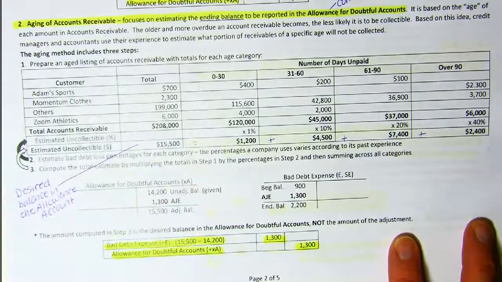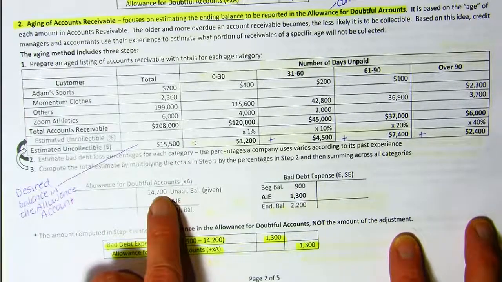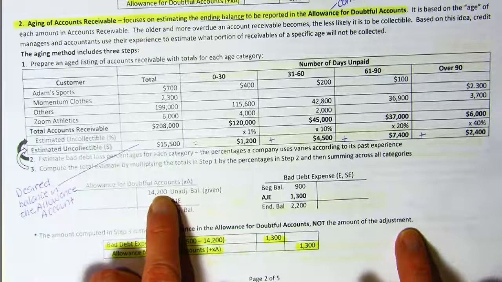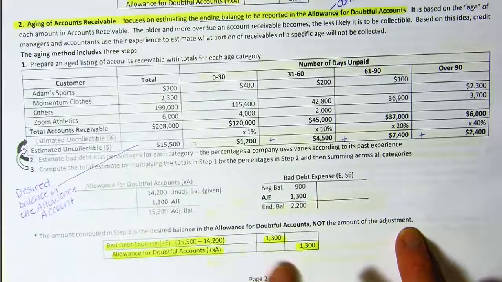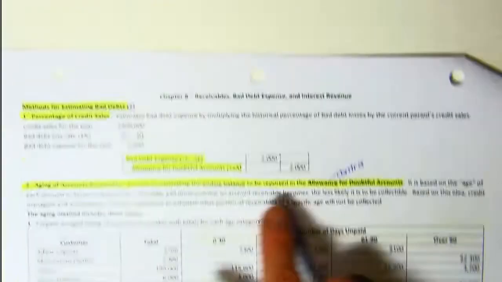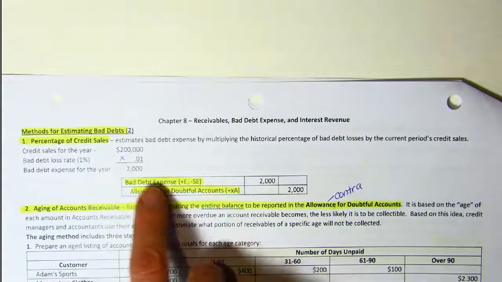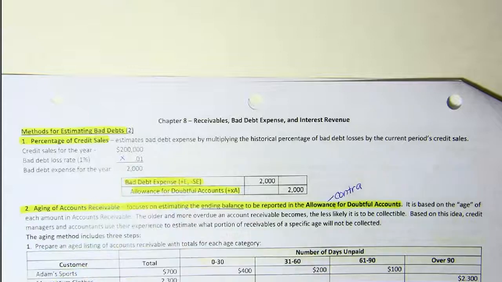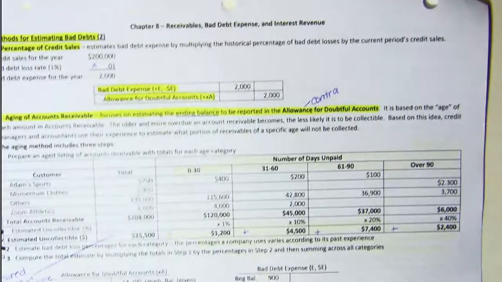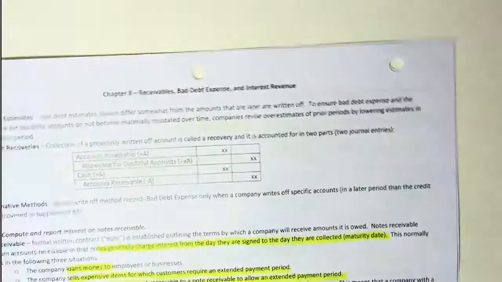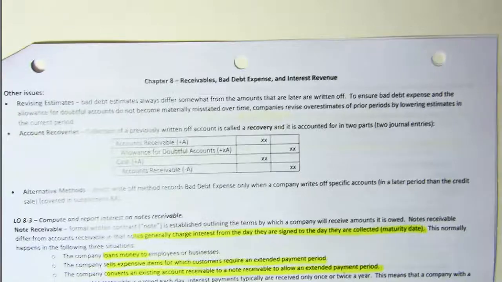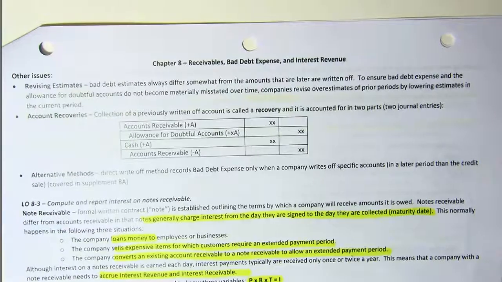So you need to know what that balance is before adjustment to be able to figure out how much you need to add in. With the percent of credit sales method, we never cared about the balance in the allowance account. We simply multiplied an historical percent by the credit sales to get the amount of our entry. Just a couple more issues, and we'll go on to a problem demonstrating these methods.